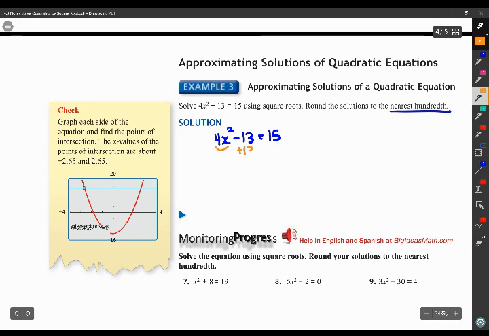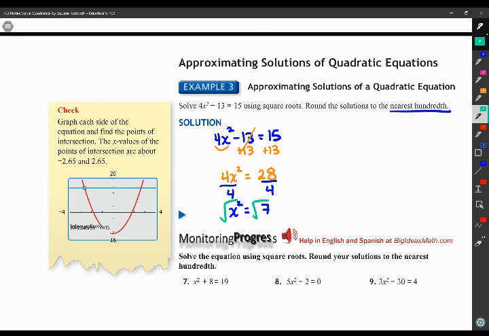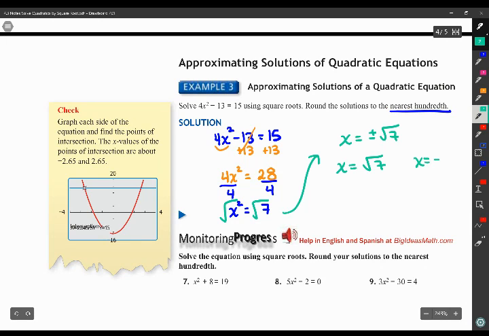So we're going to add 13 to both sides. So we get 4x squared is equal to 28. And the next thing I'm going to do is divide both sides by 4. So you get x squared is equal to 7. Now we have the isolation of the square term, which is what I want. To undo that, we take the square root of both sides. Because I wrote the square root, I write plus or minus, and 7 is prime, so it doesn't come out as a nice number. So I get x is equal to root 7, and x is equal to negative root 7.